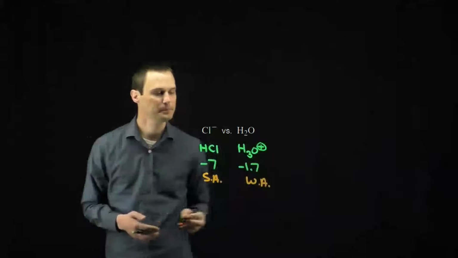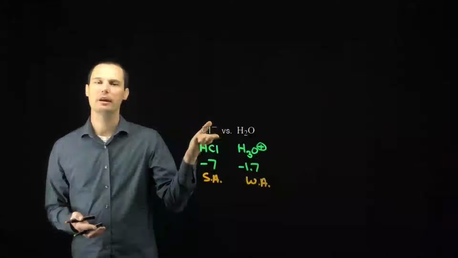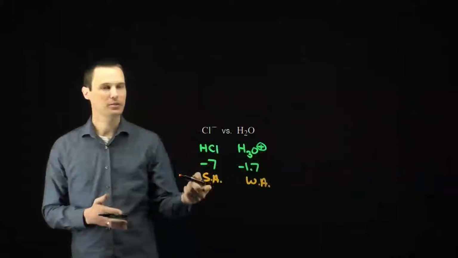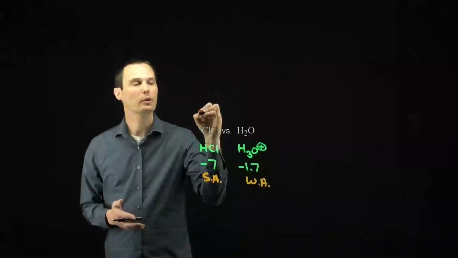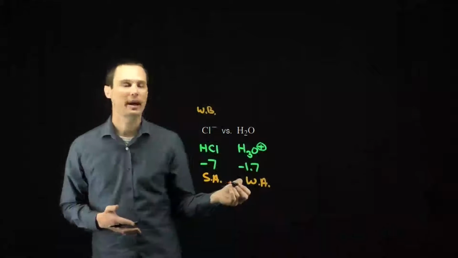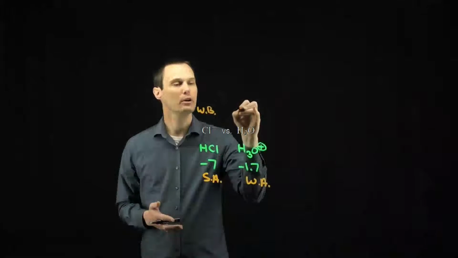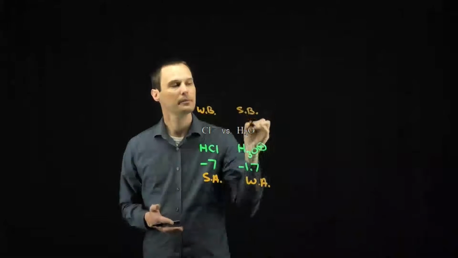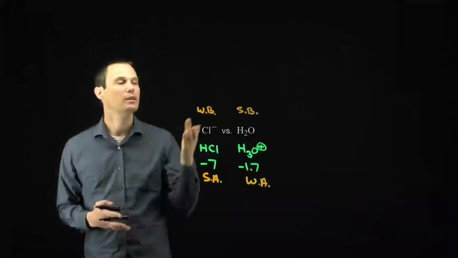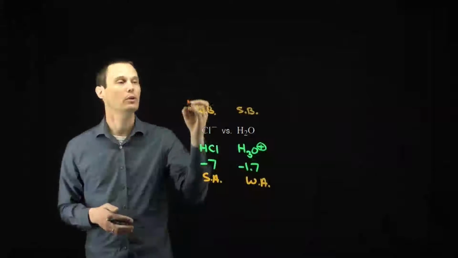That's all great, but how does that help me figure out the stability of these conjugate bases? Well, if HCl is the stronger acid, that means Cl- is the weaker base. And if hydronium ion is the weaker acid of these two, that means water is the stronger base of these two. Stability, then, for these conjugate bases: the weaker base will be the more stable conjugate base.